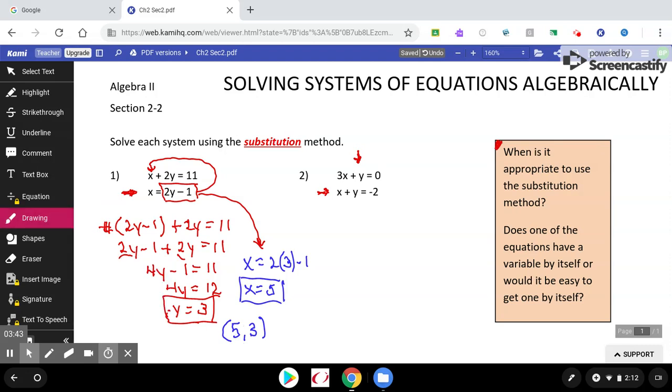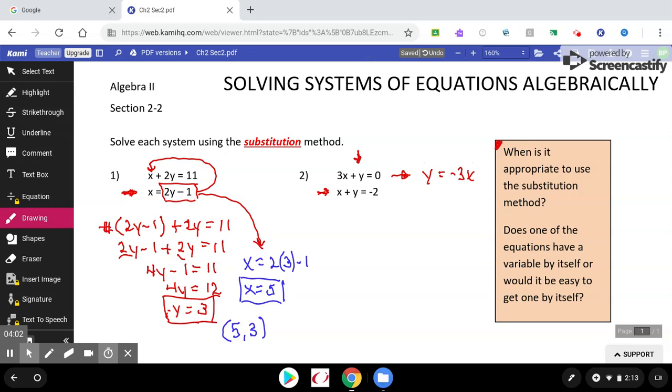So again, you could take either equation, get a letter by itself. I'm just going to work off the top one. Doesn't matter. So I want a letter by itself. It would be easiest to get that y by itself. And I could do that by subtracting the 3x to the other side. Wouldn't need the plus 0. Wouldn't hurt if you used it.